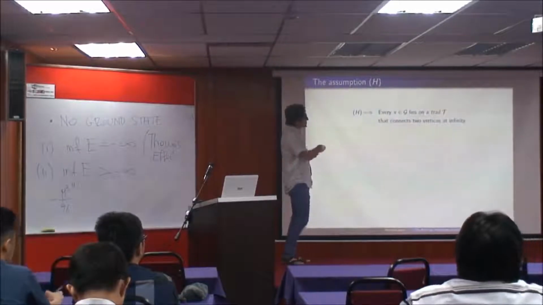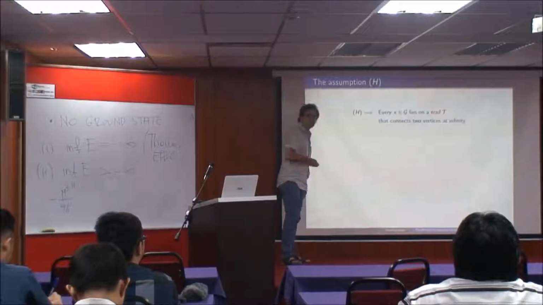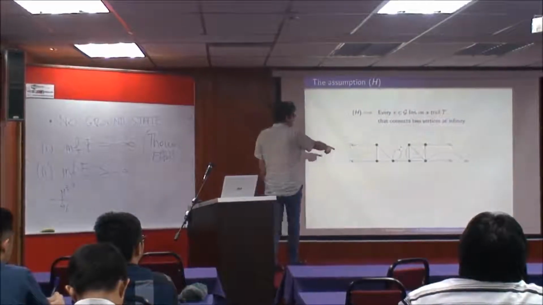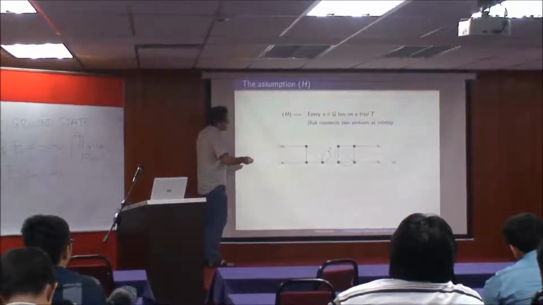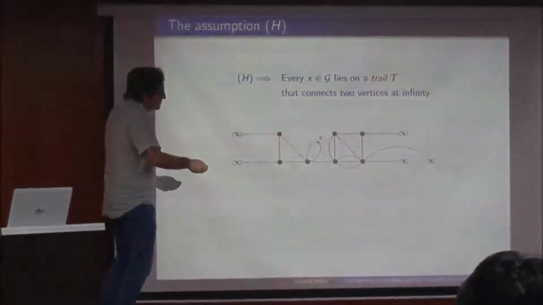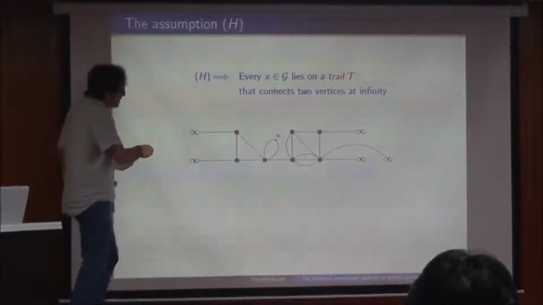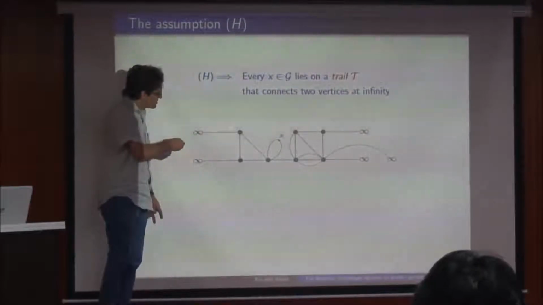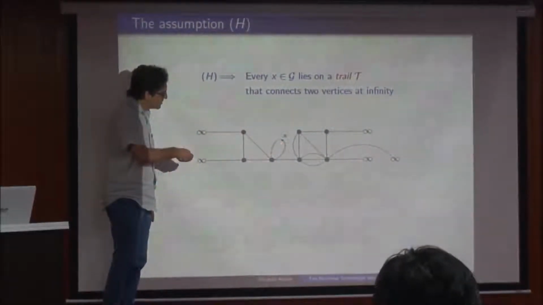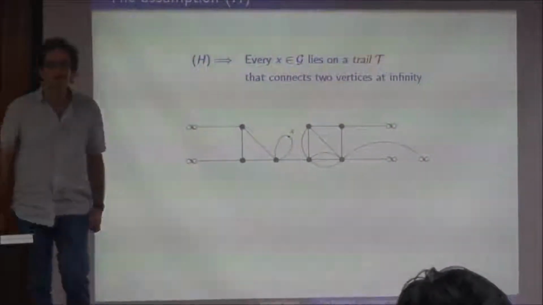Okay, we'll explain what a trail is. A trail connects two different vertices at infinity. This is the hypothesis. So this is the graph. A trail is nothing but a line in the graph. A trail is made of adjacent edges, and vertices can be repeated, for example here, but edges cannot be repeated. This is the idea.